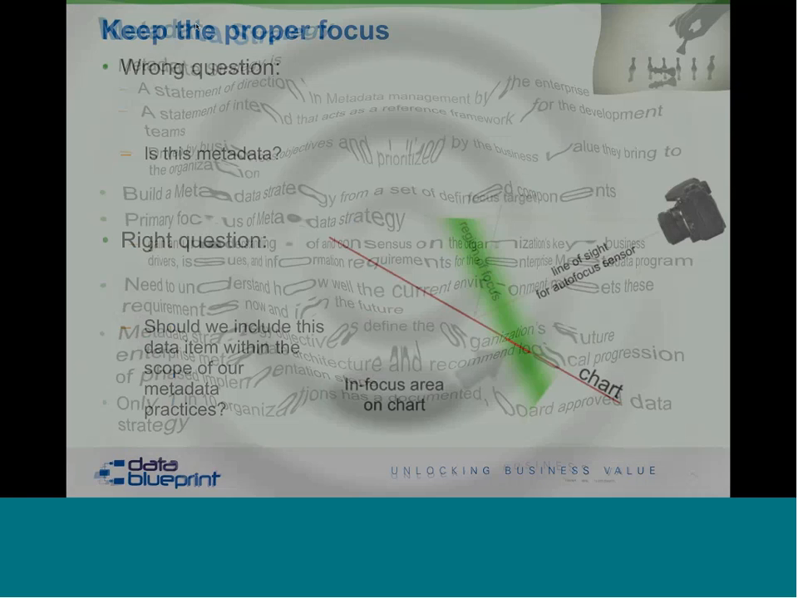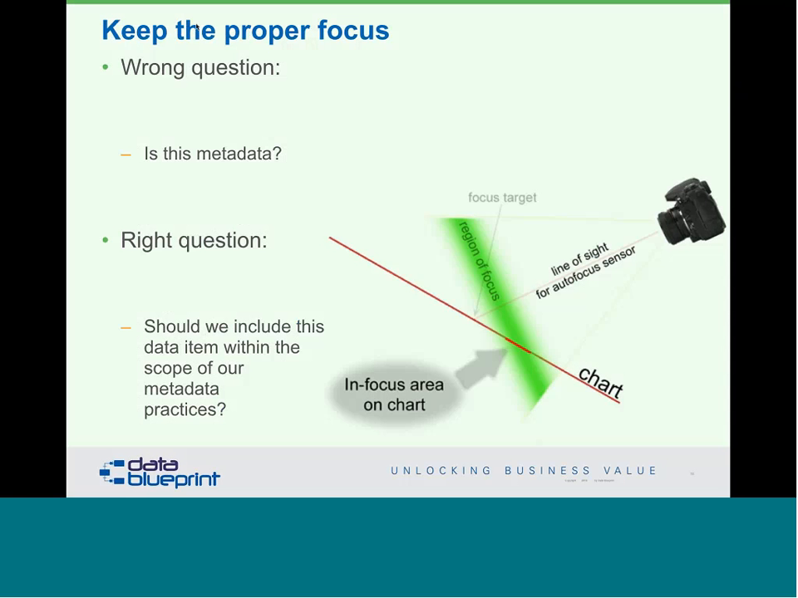And what I find is that most organizations really have the wrong focus on these. So they will ask questions and they will hold up pieces of data and say, is this metadata? And if it is, I should manage it, right? And the answer is no. You should manage it as metadata if and only if it is worthwhile to include in the scope of your metadata practices. Because almost everything can be metadata.